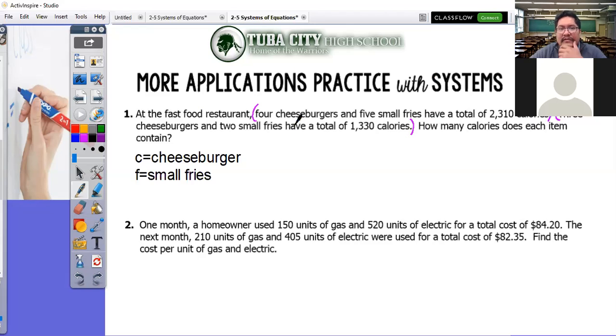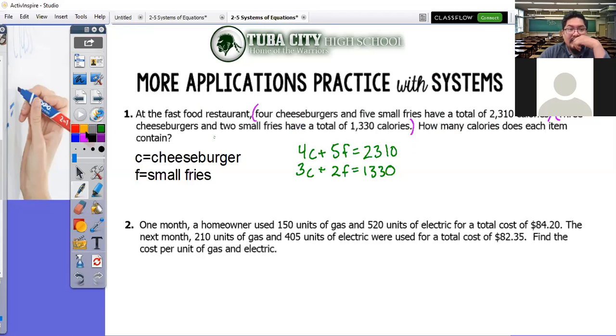So let's go ahead and put our first clue statement together. So 4 cheeseburgers, so 4C plus 5F equals 2,310 calories. And then the next one says 3 cheeseburgers and 2 small fries is going to be 1,330 calories. So how many calories does each item contain?